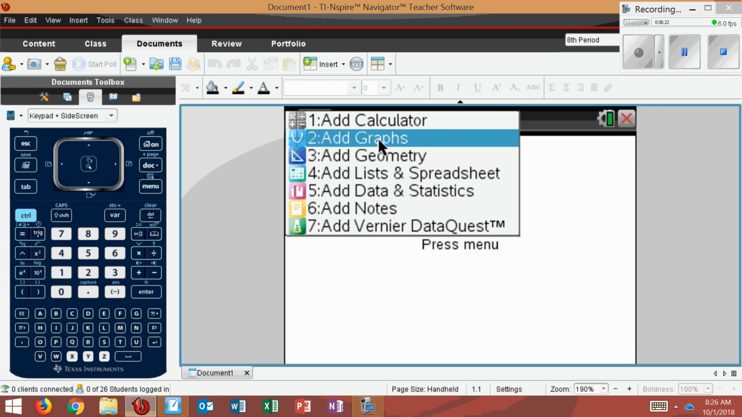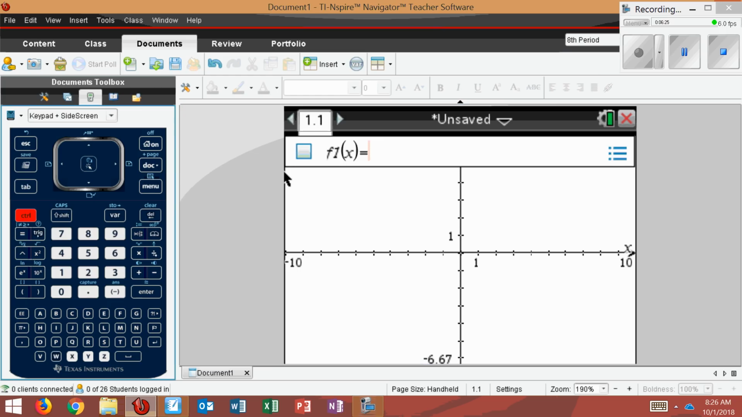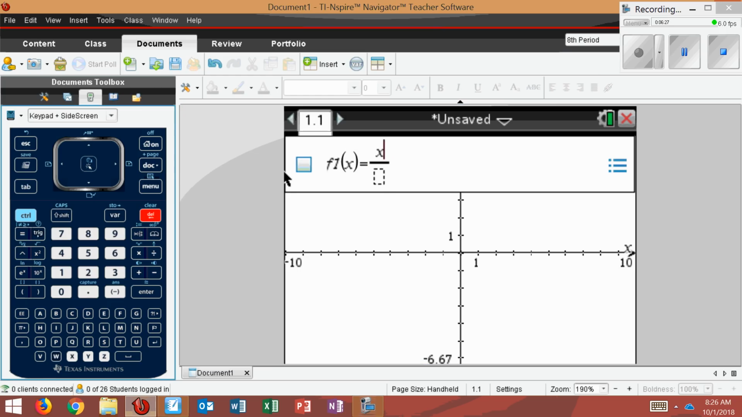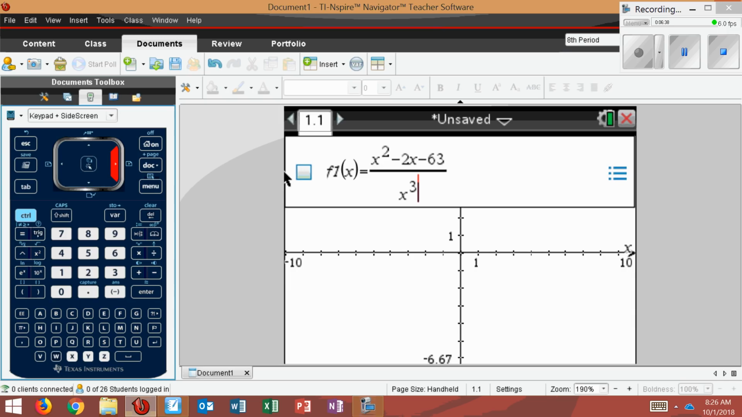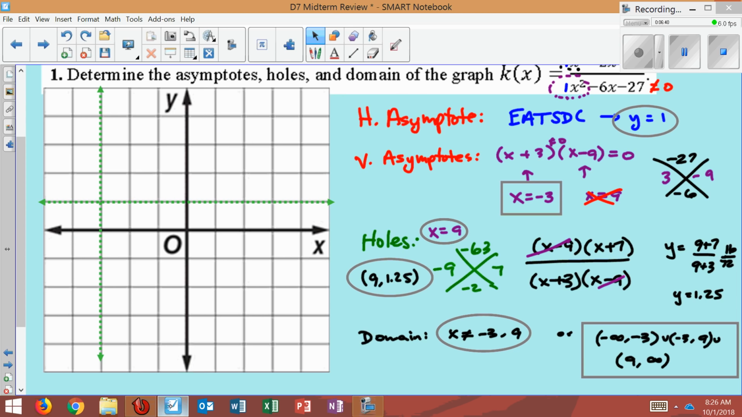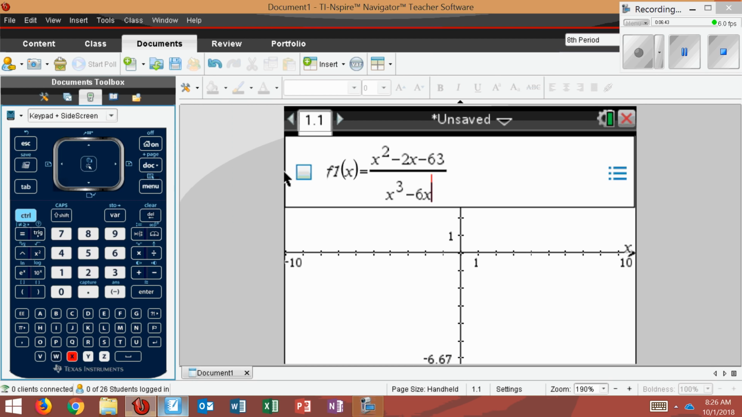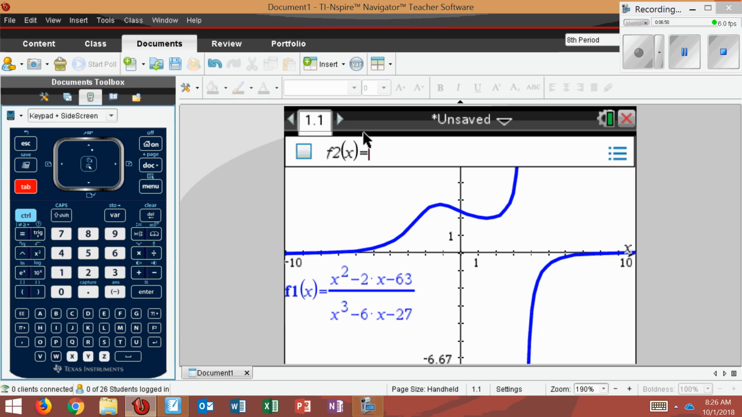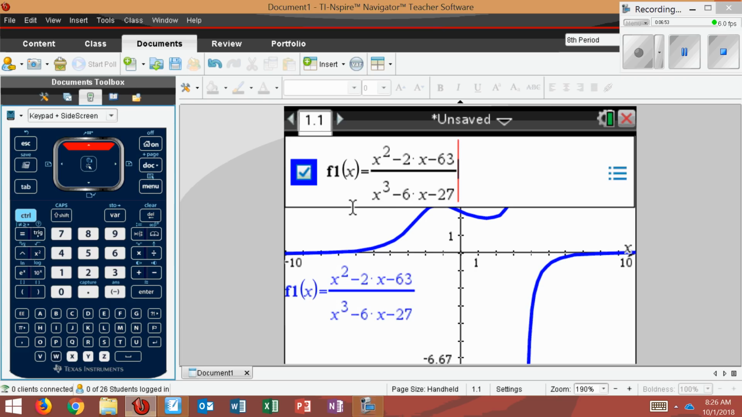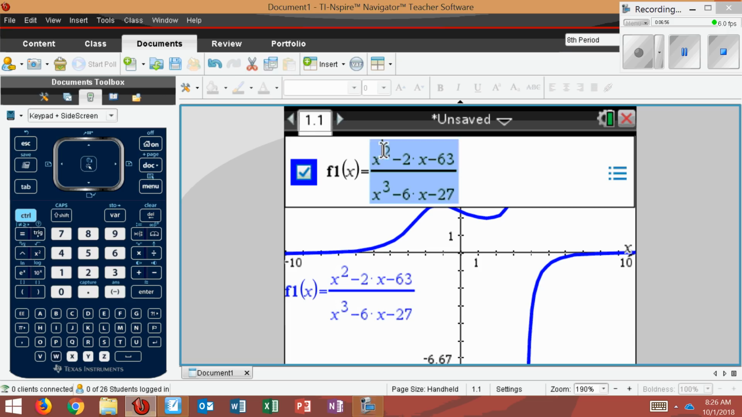Let's go to graphs. It was a fraction, so it's x squared minus 2x minus 63. That was the numerator. And the denominator was x squared minus 6x minus 27. Oh, and I typed in a cube there. I'm sorry. Let me change that equation. x squared, not x cubed. That changed my graph, did it not? So let's go x squared.